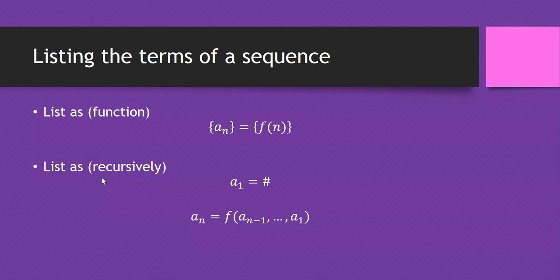Another way you can list a sequence is to do it recursively. So what that means is that you say your first term is a specific number, and then for every term that follows, there's a pattern. Maybe you add 1 every time you increase the terms. Maybe you add 3 every time you increase from one term to the next. So that's what's called recursively defining your sequence. We're going to look at a couple of examples of this in a second.